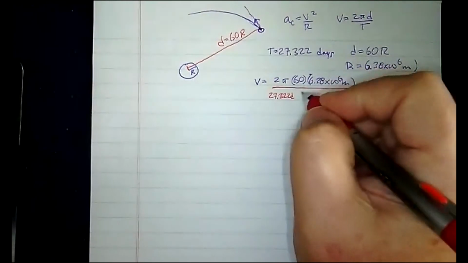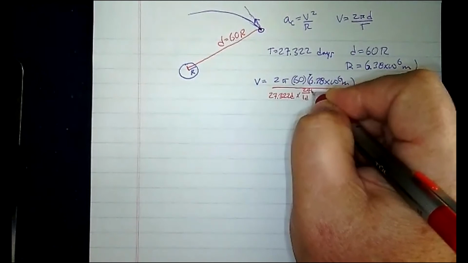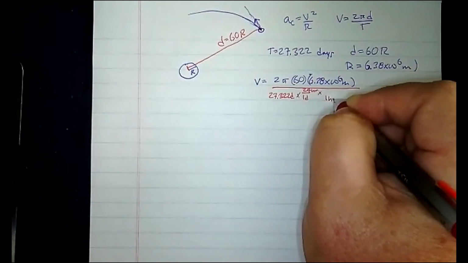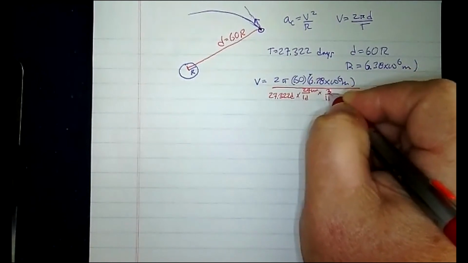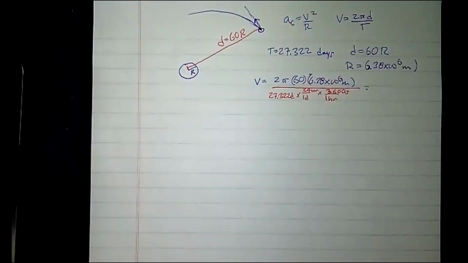But I have to have the right unit, so I'll use the fact that 1 day is equal to 24 hours, and that 1 hour is equal to 3,600 seconds. Okay, so let's do that calculation real quick. You can verify it on your side if you don't mind. That's 2 times 3.14159. I always use that many digits because I'm a nerd. Times 60 times 6.38 e to the 6th.